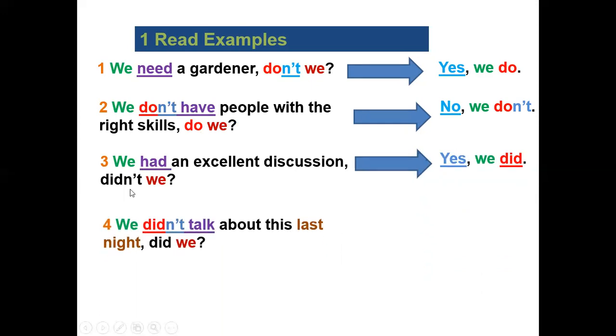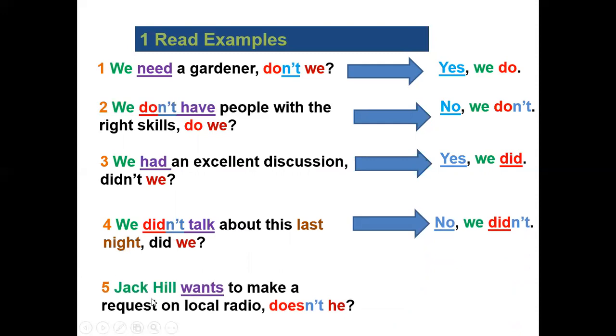Number 4, we didn't talk about this last night. Didn't talk about this last night. Didn't صارت did, negative became positive. Yeah, no, we didn't. Number 5, Jack Hill wants to make a request on local radio. Wants, this is present simple with s. ما إنه مع s اشتقينا منه doesn't. ليه doesn't مش does؟ It's positive, yes لأنها مثبتة, so we made it negative. Doesn't he? Because Jack is a boy or a man. He, and it's singular of course. Yes, he does.